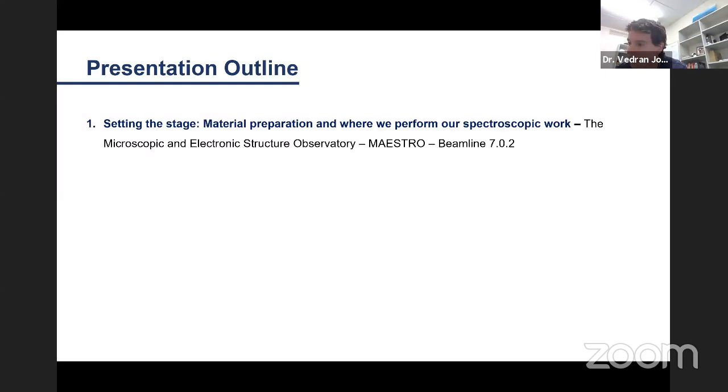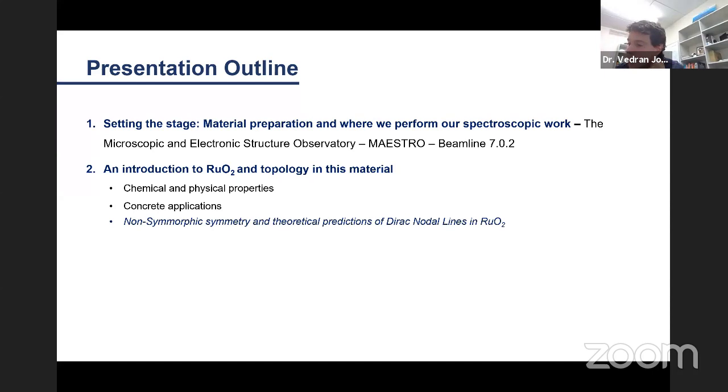In the first part, I will show you the Maestro beamline, where we performed the work, and provide insight into some of the physical nature of the single crystals that we worked on. Next, I will look at some of the concrete applications of ruthenium dioxide and identify the chemical and physical properties behind its functionality. In particular, we will also take a deeper look at the crystal structure of ruthenium dioxide and the non-symmorphic symmetry in the material and its influence on the formation of these Dirac nodal lines.